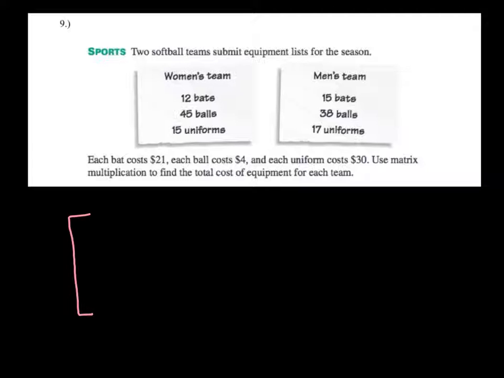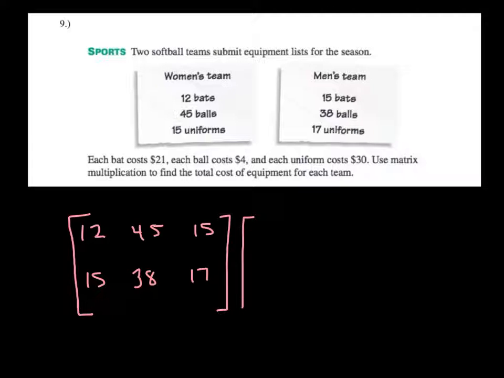So the first matrix is going to be the women's equipment and the men's equipment. So I'm going to do the first row as the women's equipment. So we'll do 12 for the bats, 45 for the balls, and they need 15 uniforms. The men's will be 15 bats that they need, 38 balls they need, and 17 uniforms. We'll now multiply that by how much each costs.